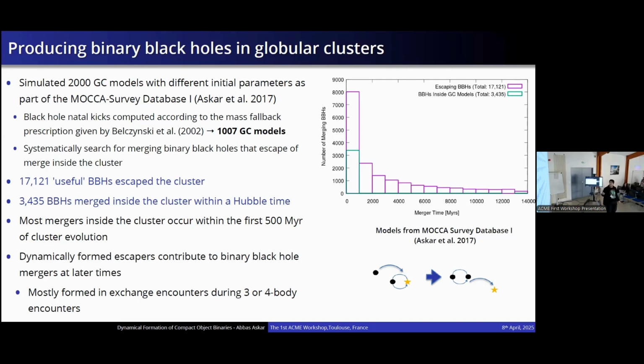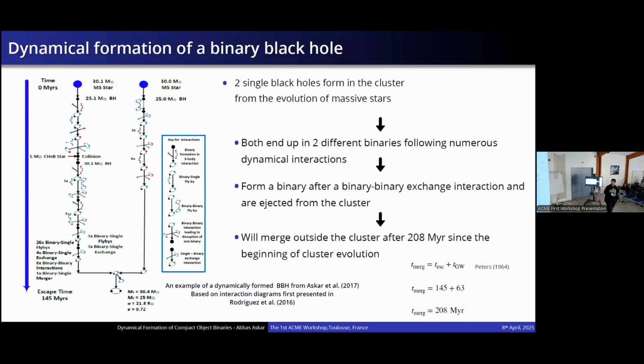The ones merging inside, most of these mergers occur early on in the cluster evolution, within the first 500 megayears. But then you also have a tail of these binary black holes which will merge at later times. And most of those were dynamically formed. By dynamically formed, I mean that there was either an exchange encounter or dynamics really influenced the way the primordial binary evolved.